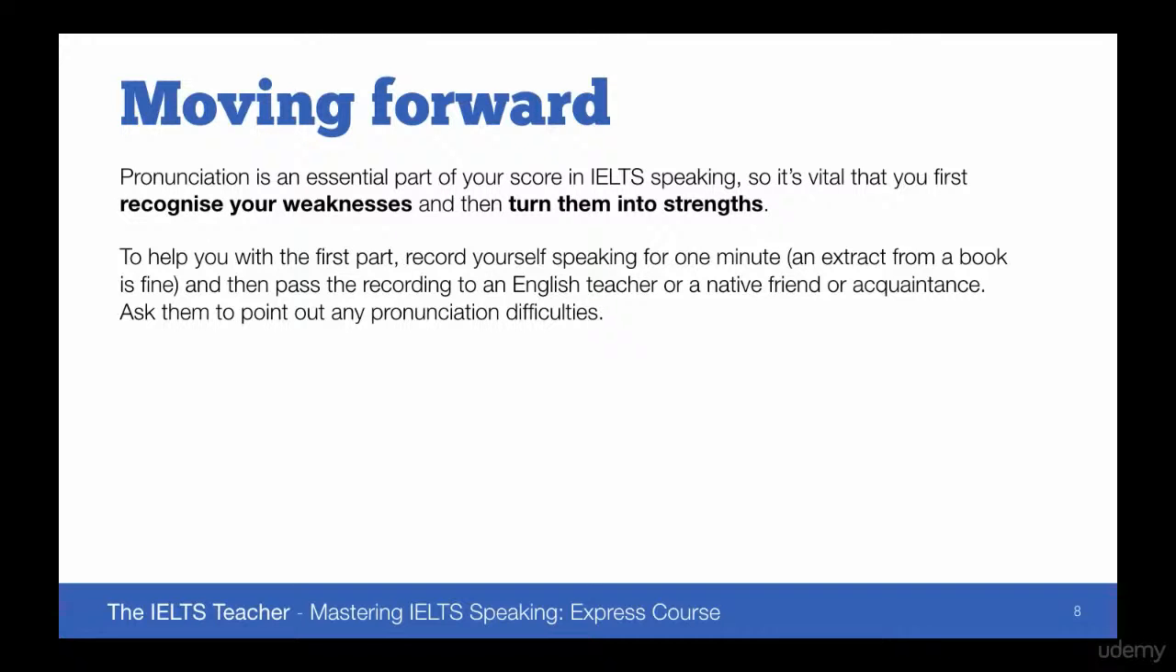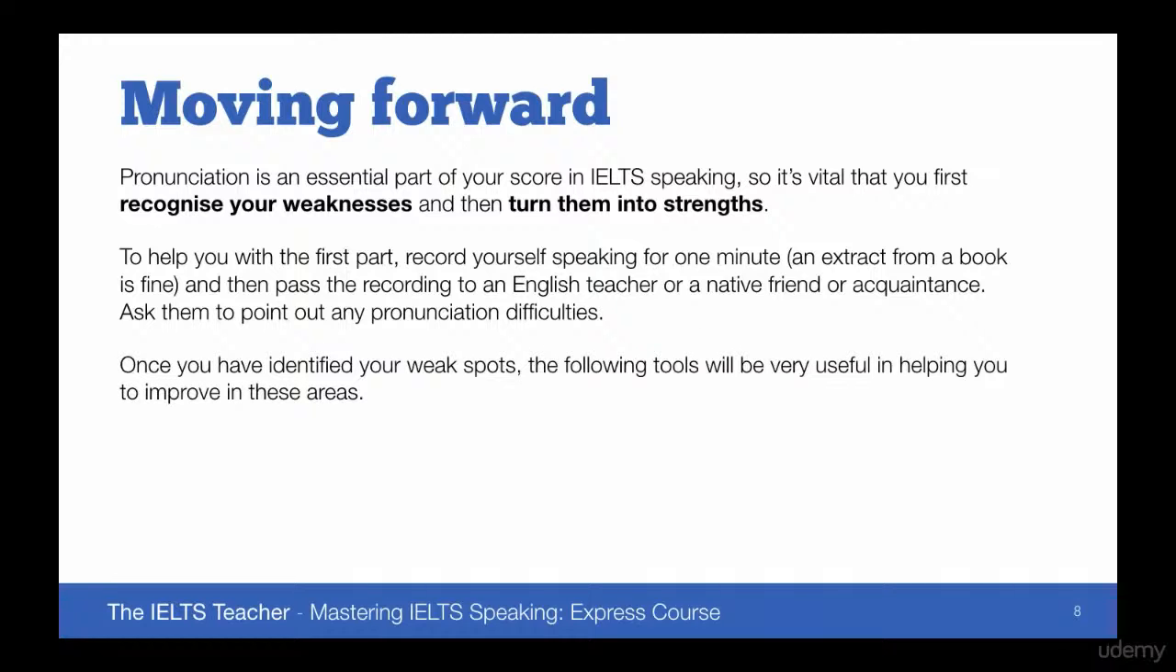So to help you with recognizing your weaknesses, record yourself speaking for 1 minute, even if you just read an extract from a book, and then pass this recording to either an English teacher who's willing to help you, or a native friend or an acquaintance, and ask them to point out to you any pronunciation difficulties that you have. And once you are armed with that knowledge and you have identified your weak spots, you can use these tools to help you to improve in these areas.